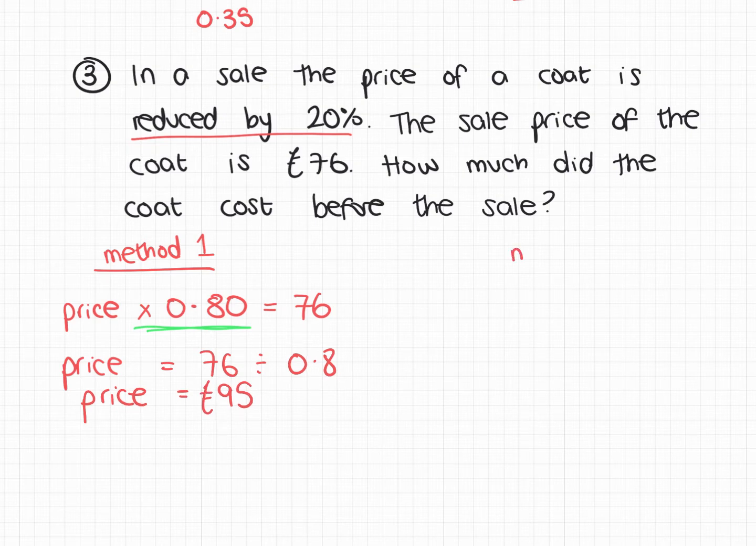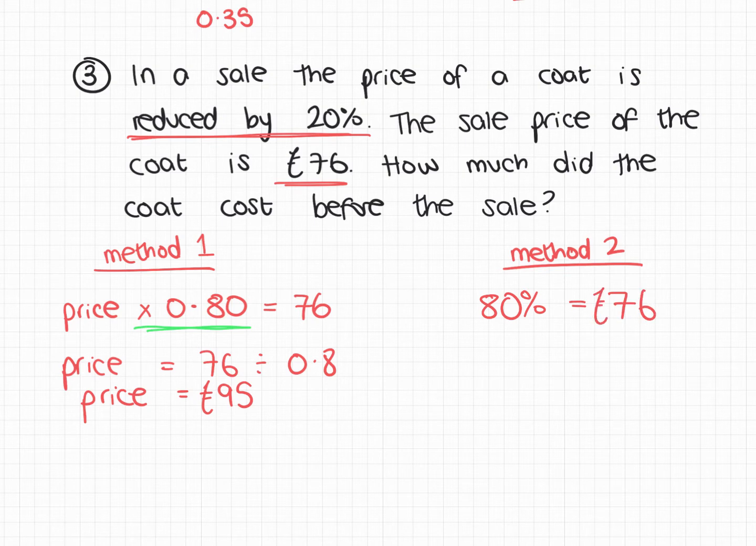Another way of doing this is to think about it as a little proportion. So if the sale price has been reduced by 20%, you must only have 80% left. And that bit that's left is worth £76. So I want to know how much it was before the sale. That's 100%. So could I from there possibly get to 100%?